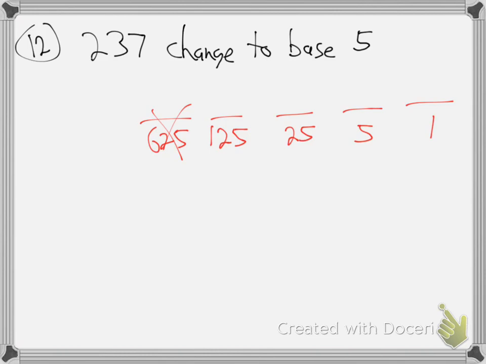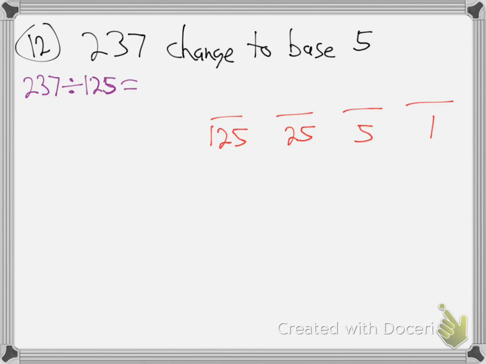So we get rid of the 625. Don't have any of those. So we start with the 237, and we divide by 125. Divide by 125, right? Because we're saying, how many 125s are in that number? How many 125s can we use to represent 237?